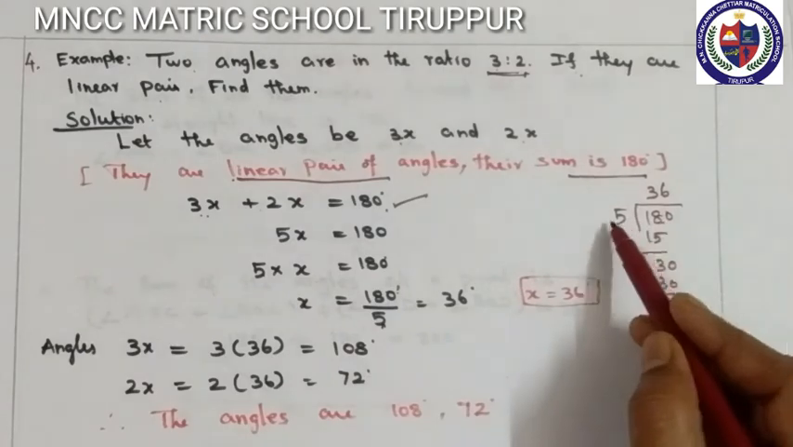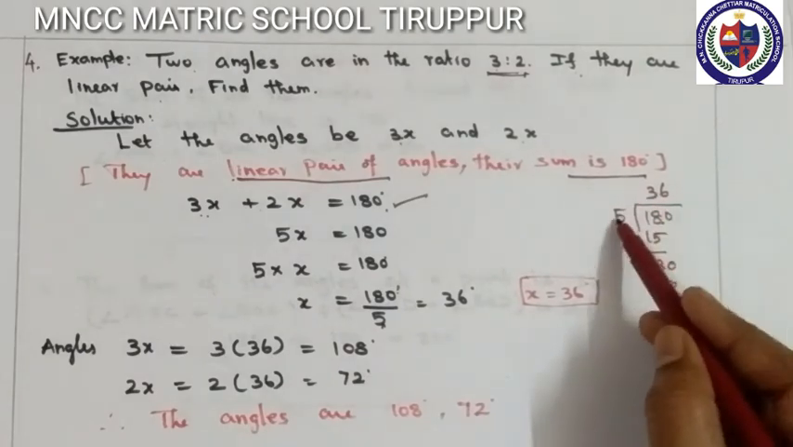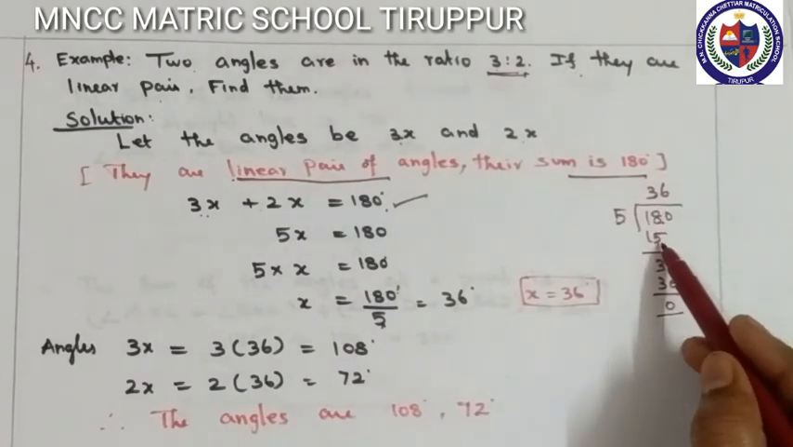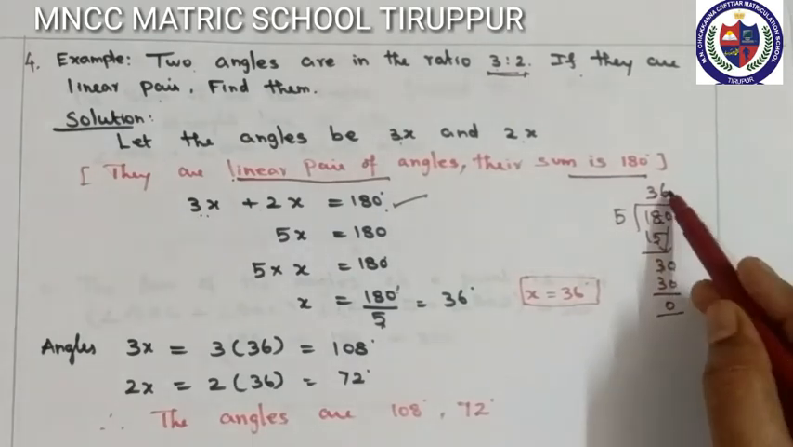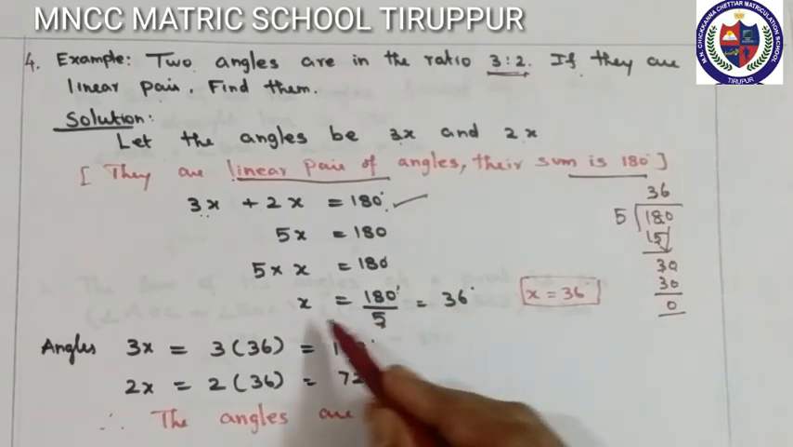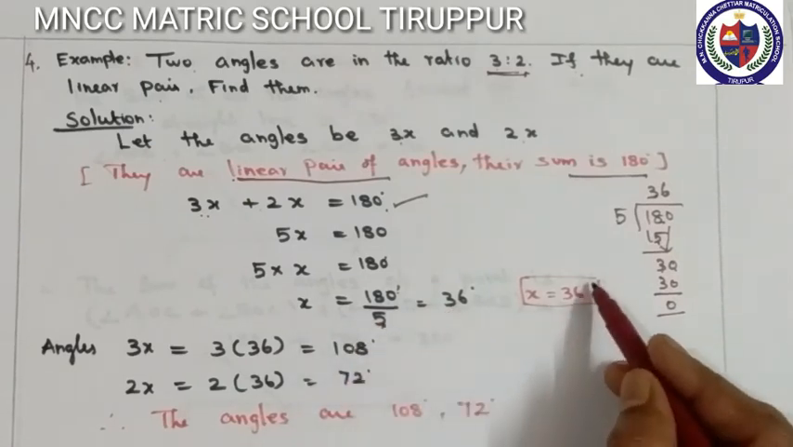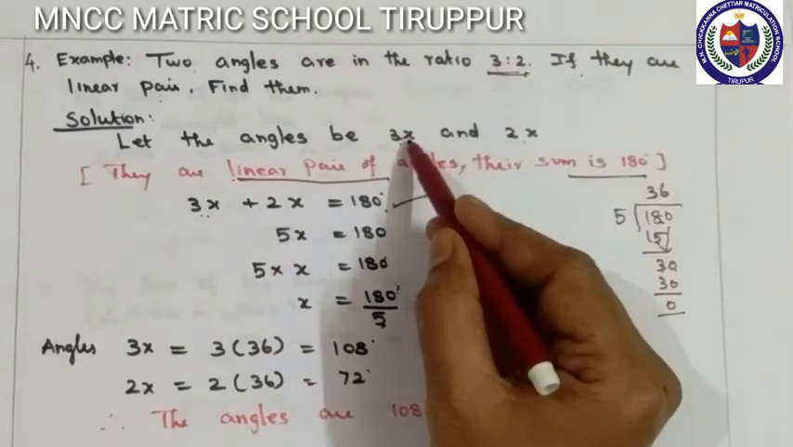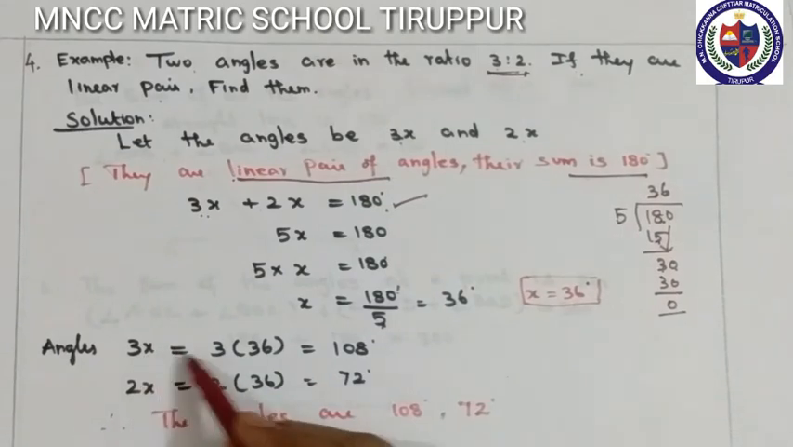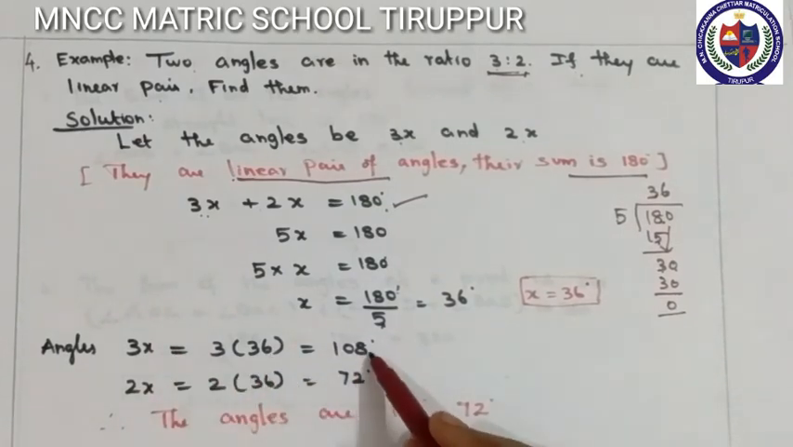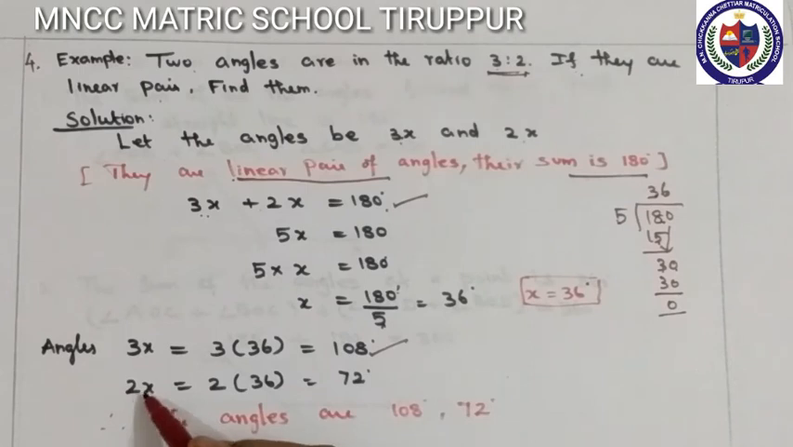180 divided by 5: 3 times 5 is 15, 18 minus 15 is 3, next number 0, 30, 6 fives are 30. So x equals 36 degree. Now find 3x: 3 into 36 gives 108. 2x: 2 into 36 is 72 degree. Therefore, the angles are 108 and 72 degree.